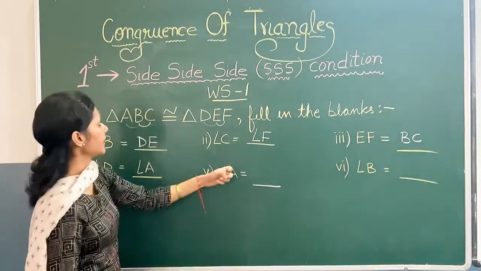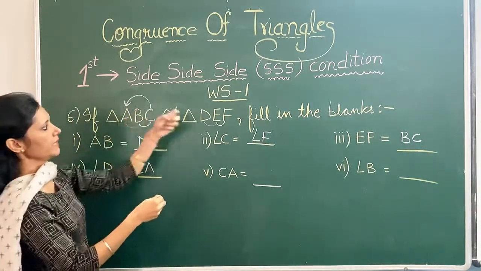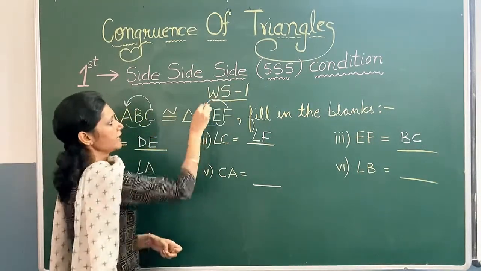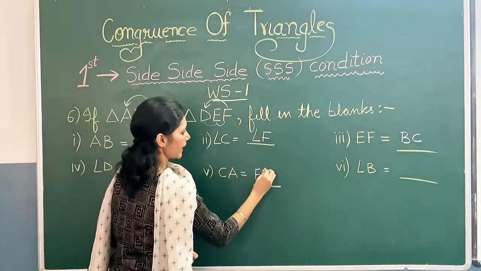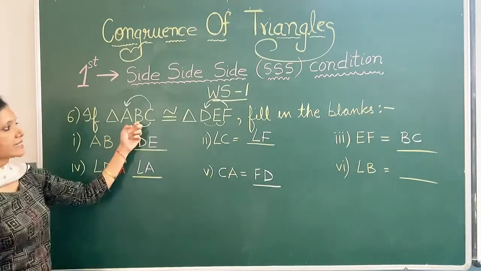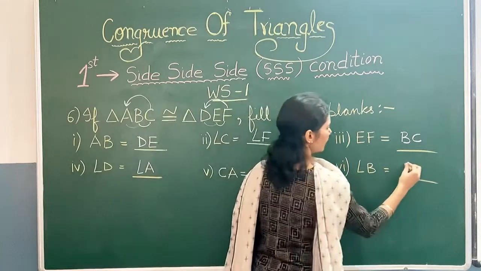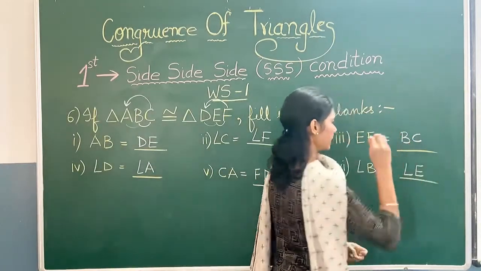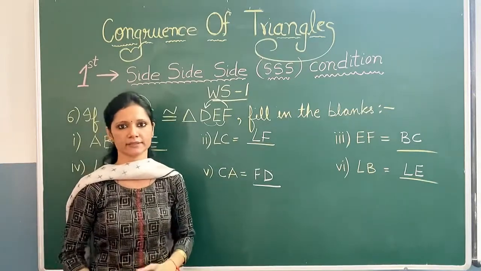Fifth is CA. CA means from here to here. CA would be equal to FD. We cannot write it as DF. So CA is equal to FD. And the last one, angle B. Angle B is lying in the center, so here angle E is lying in the center. So angle B is equal to angle E. With this, we are done with worksheet 1 of chapter 9.